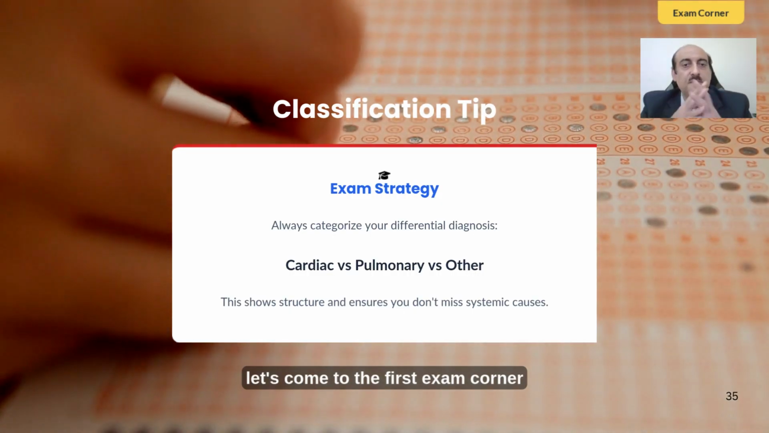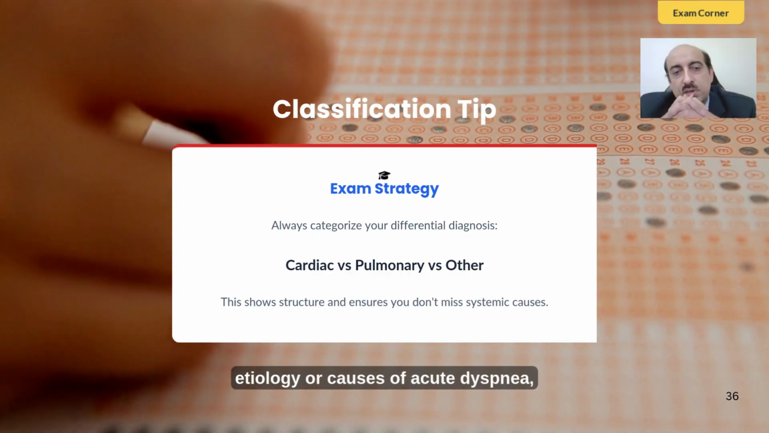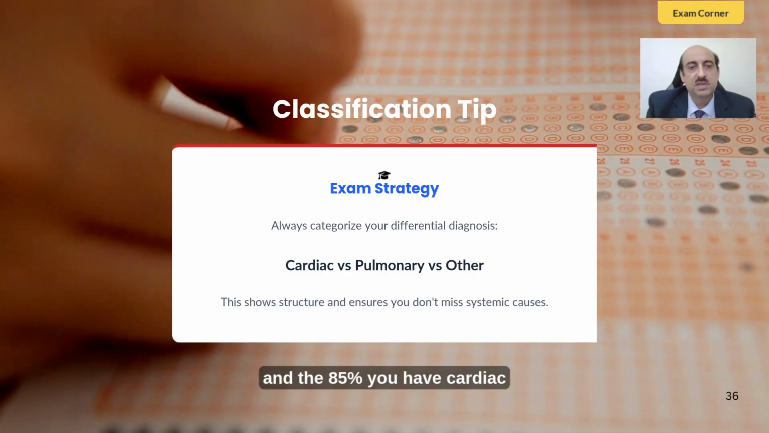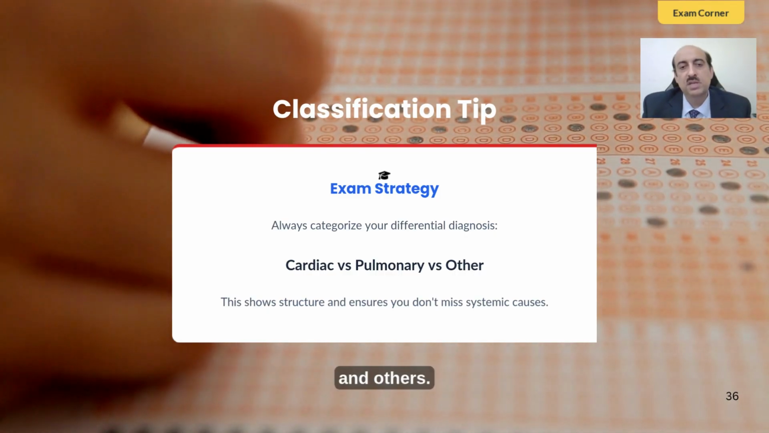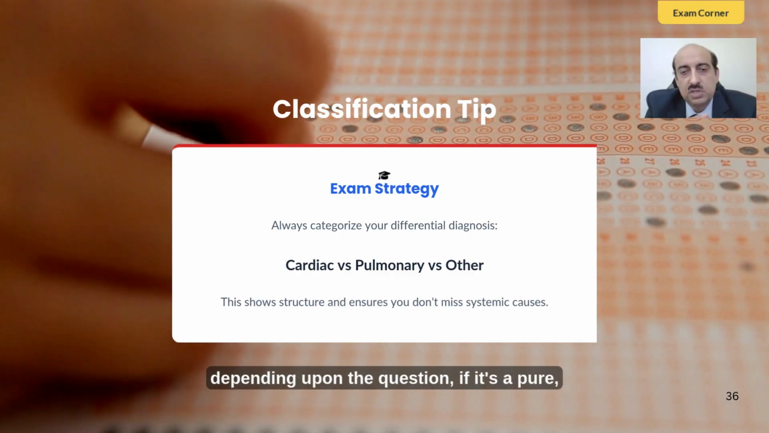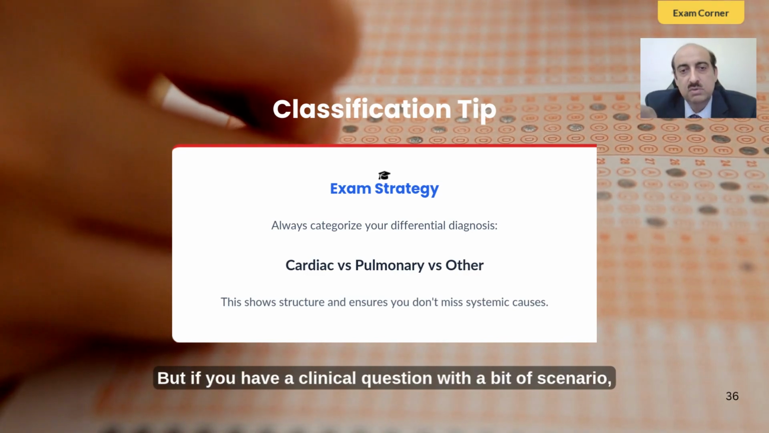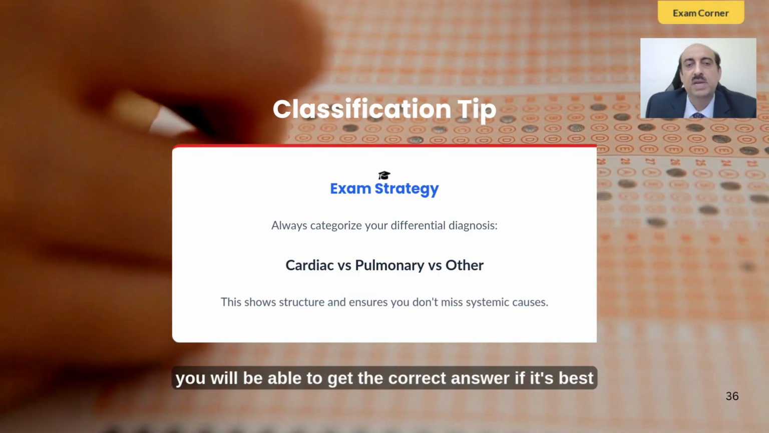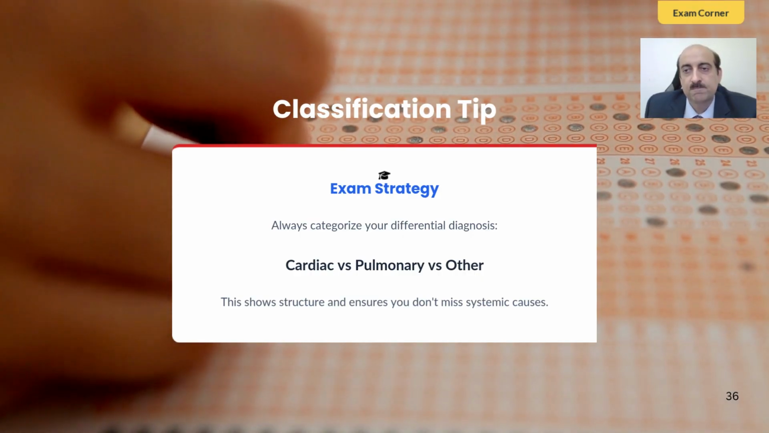Let's come to the first exam corner. Whenever you have a question about the etiology or causes of acute dyspnea, always think of those 85% causes and then 15%, and in the 85% you have cardiac versus pulmonary versus others. So cardiac, pulmonary, and cardiopulmonary combination, and others. When you have this approach in mind, depending upon the question, if it's a pure step 1 question, you might have just basic information. But if you have a clinical question with a bit of a scenario, always think of this systematic approach, and hopefully you will be able to get the correct answer if it's best of 5 or multiple choice.